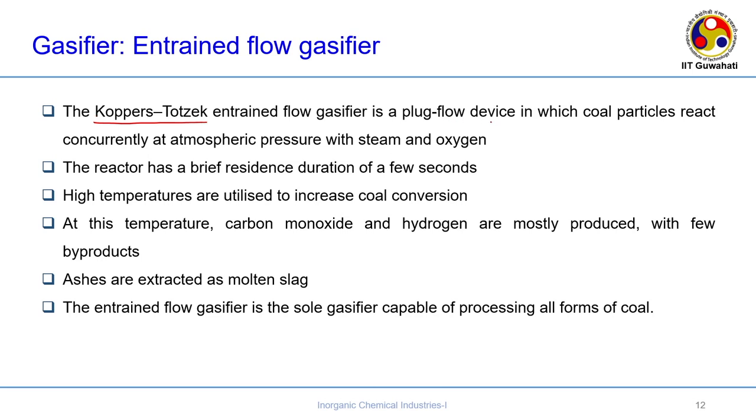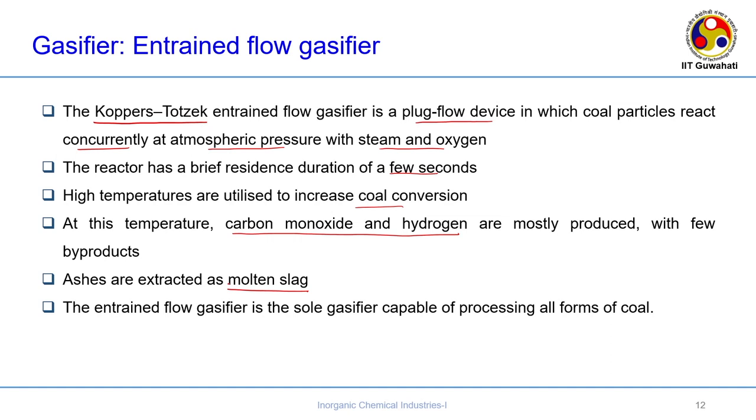Sometimes it is a plug flow device in which the coal particles react concurrently at atmospheric pressure with steam and oxygen. The reactor has a brief residence duration of a few seconds. So the duration of the coal particle inside the reactor is a few seconds. This is just so that the temperature does not rise exponentially. High temperatures which are possible are utilized to increase the coal conversion. With a short residence time but at a high temperature, only carbon monoxide and hydrogen are formed, leaving away all the byproducts, and the ashes are extracted as molten slag.